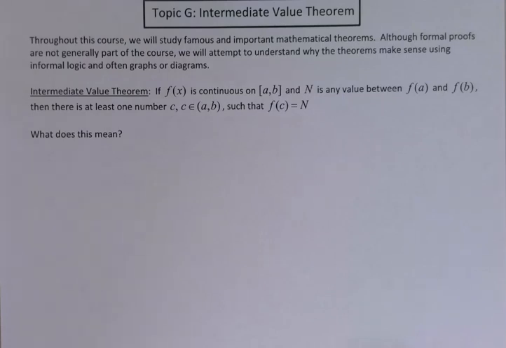This is Math 151, looking at topic G in the first unit, called the intermediate value theorem. Over the course of this semester, we'll study several famous theorems. Usually really famous and important theorems have some type of name. This one's called intermediate value theorem.